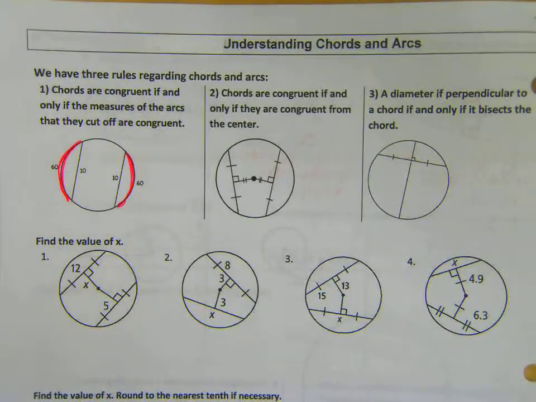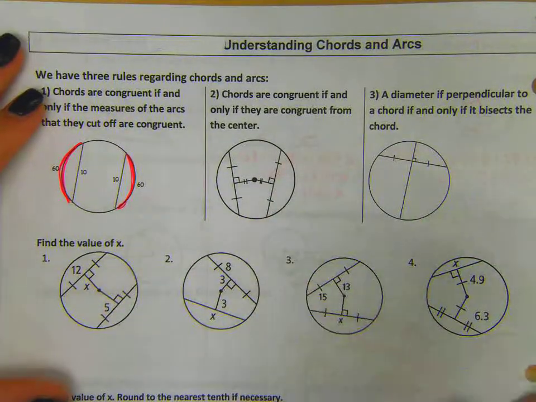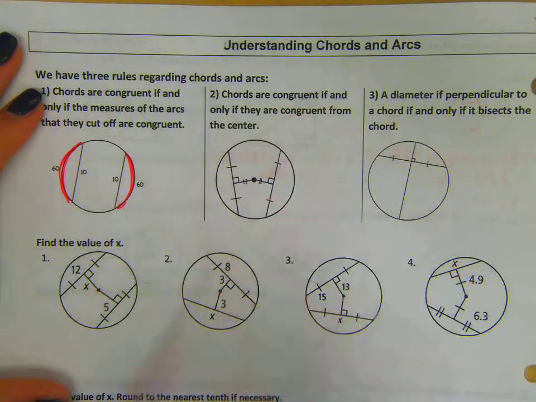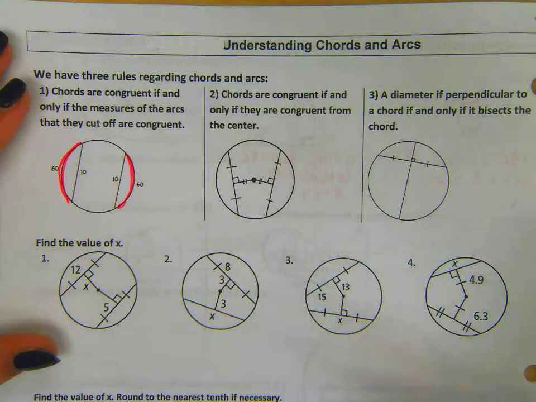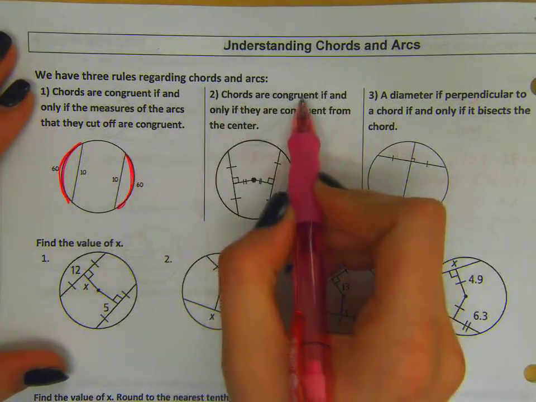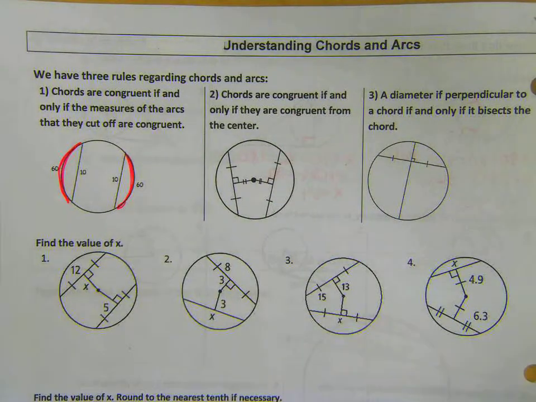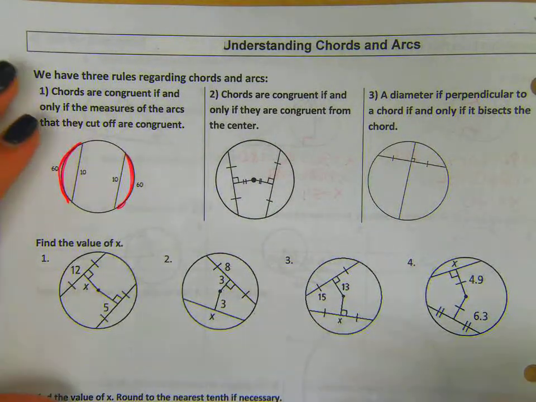Rule number 2 is the most popular rule. You'll see rule number 2 and rule number 3 for the most part, just these two. Rule number 2, chords are congruent if and only if they are congruent from the center. Okay, another biconditional, so let's read that in the conditional statement. If 2 chords are congruent, then they are congruent from the center.